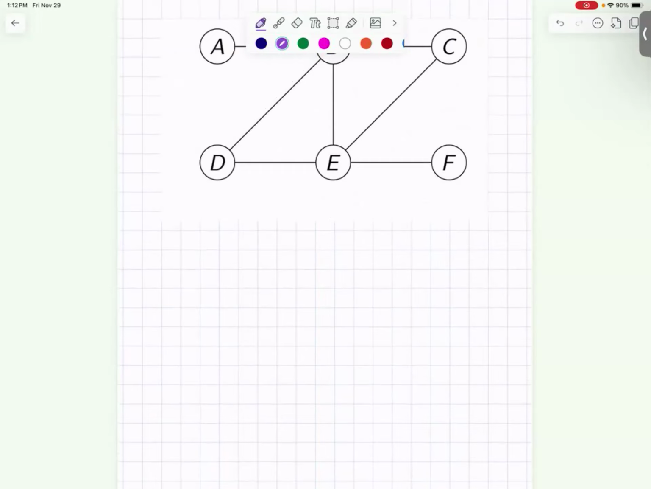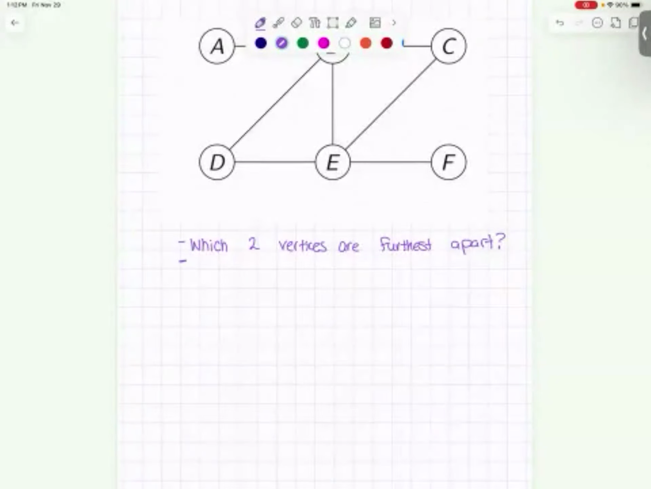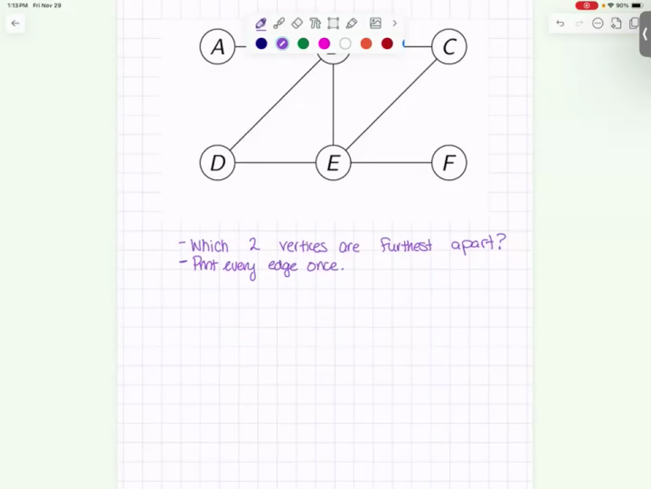Some problems that you might want to try to solve, once you know how to iterate through nodes, are something like which two vertices are furthest apart, or something that is more like print every edge once, or not even print every edge, print every unique pair of connected vertices.